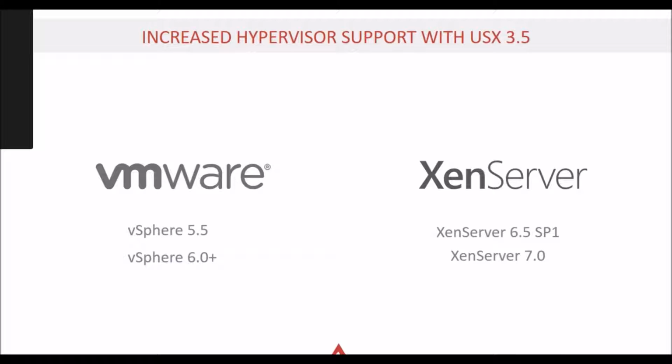We've also added additional support for newer hypervisors. So we've always supported, of course, vSphere 5.5. Now we also support Xen Server 7 with 3.5, and of course we continue to support Xen Server 6.5 and vSphere 6. So USX 3.5 will no longer support vSphere 5.1, and VMware have also decided not to support vSphere 5.1 going forward anyway. So we try to keep the supportability in line with what the hypervisor vendor supports.